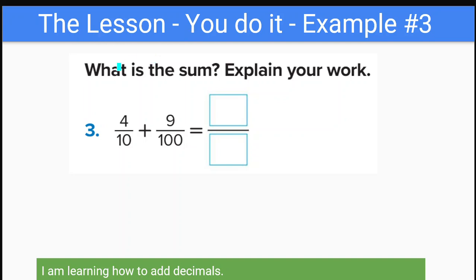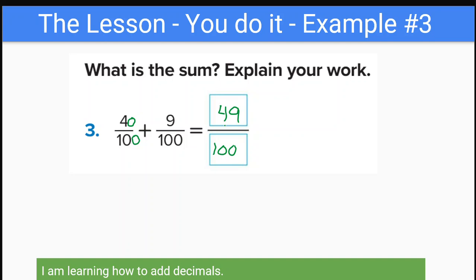It says, what is the sum? Sum is the answer to an addition problem. Explain your work. Well, once again, I like to have them have the same denominators, okay? This is 4/10. It's like 4 dimes. That's the same thing as 40 pennies or 40 hundredths. 40 hundredths plus 9 hundredths equals 49 hundredths. And you could draw a picture or something to figure it out, put it on a number line, okay?